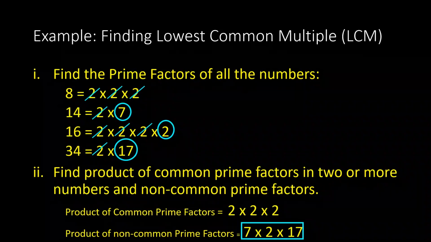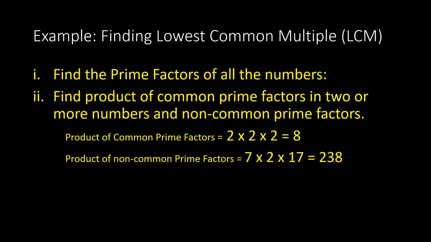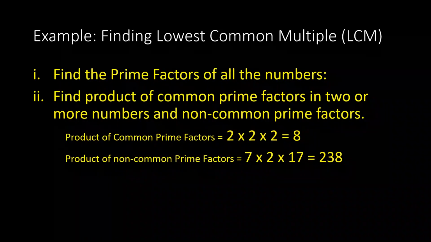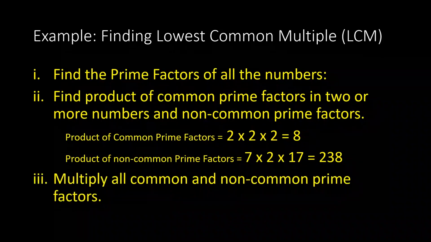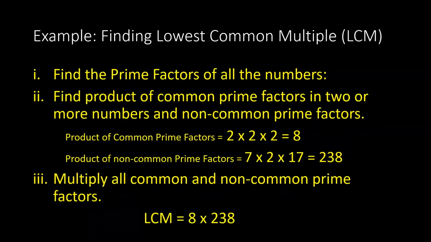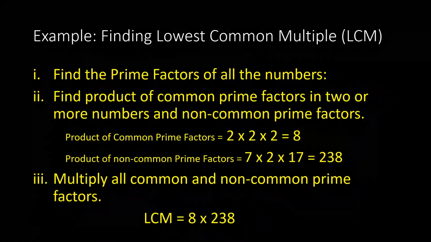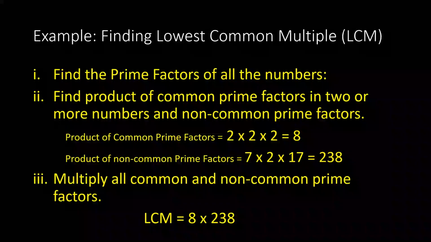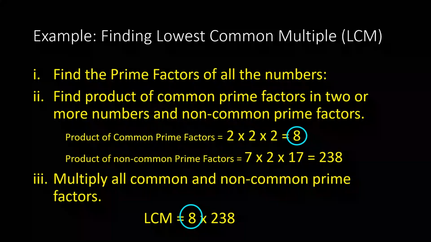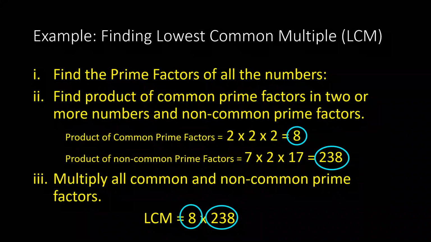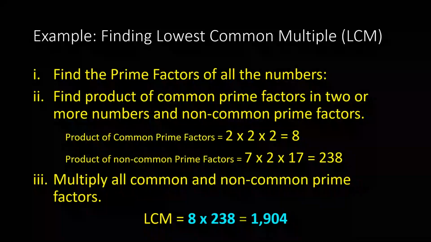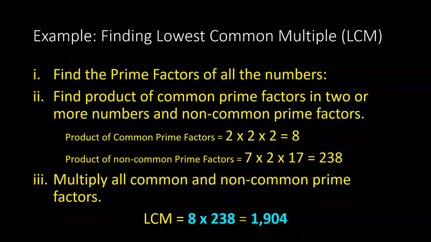Now the 7, the 2 and the 17 are left on their own. Therefore, the product of non-common prime factors is 7 times 2 times 17. Now multiply all common and non-common prime factors. And therefore, LCM equals 8 times 238. Here we have the 8, and here we have the 238, to give us 1904.